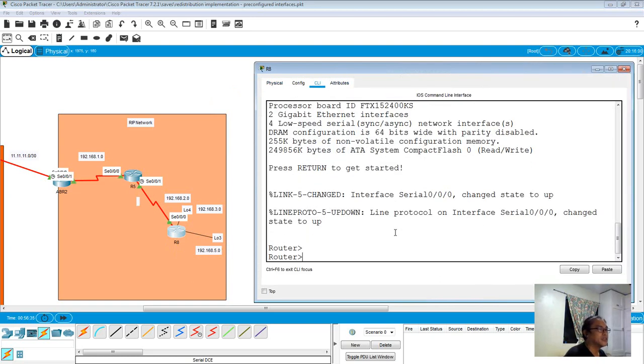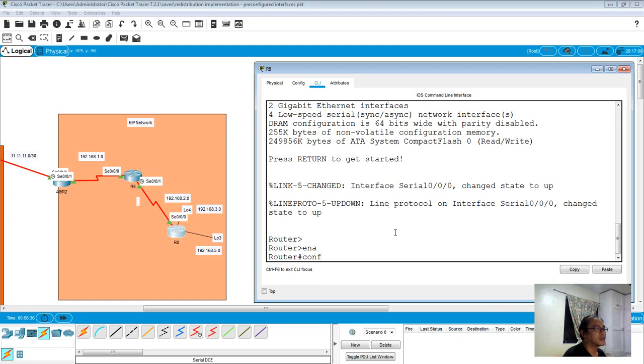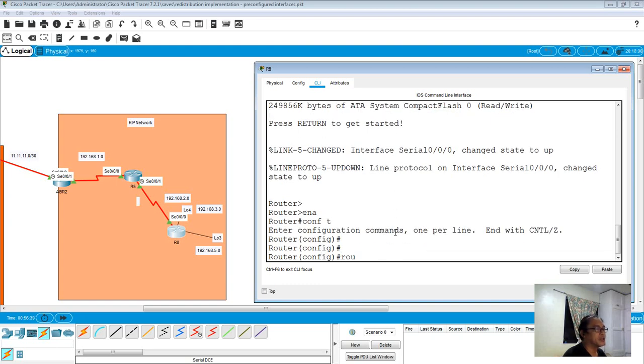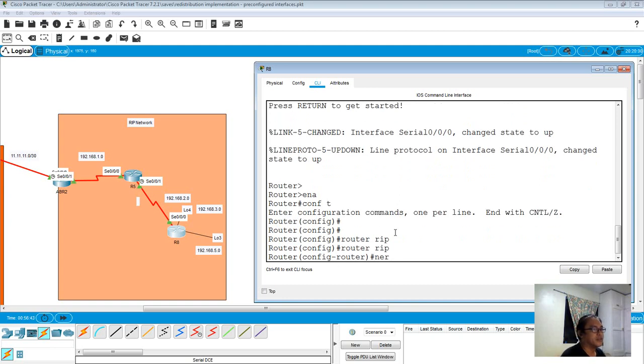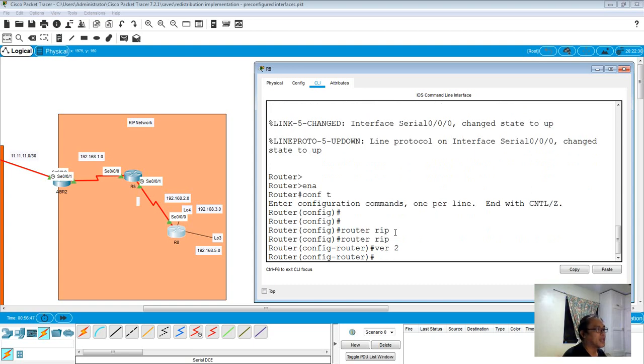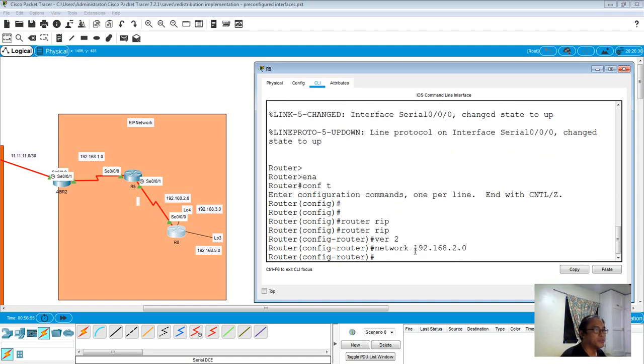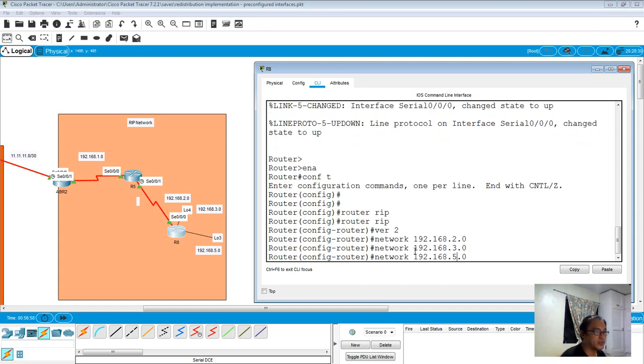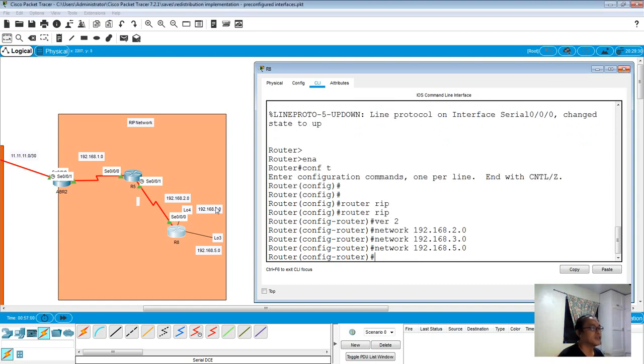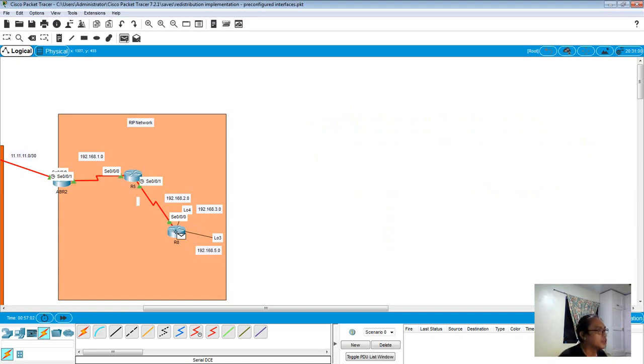CLI, enable, config t. Then router RIP, version 2. Then type the network command for networks 3 and 5. Okay, so the networks are 192.168.2.0, 3.0, and 5.0.